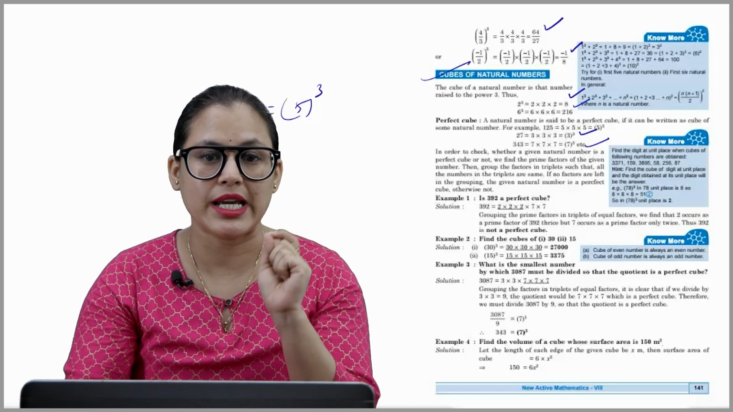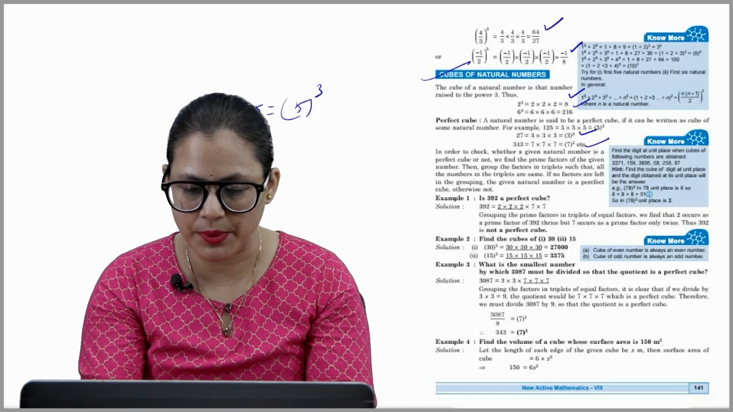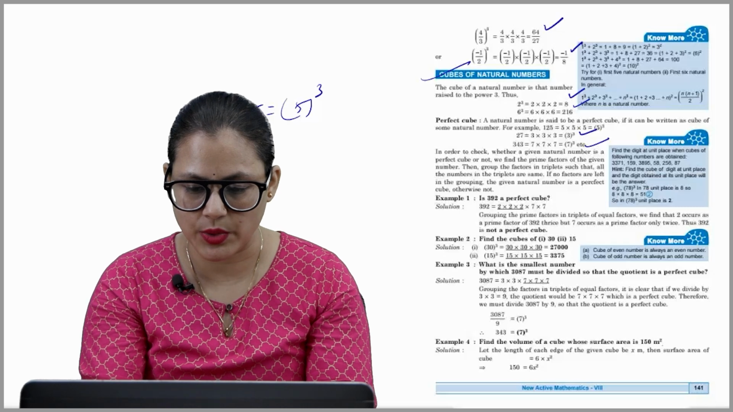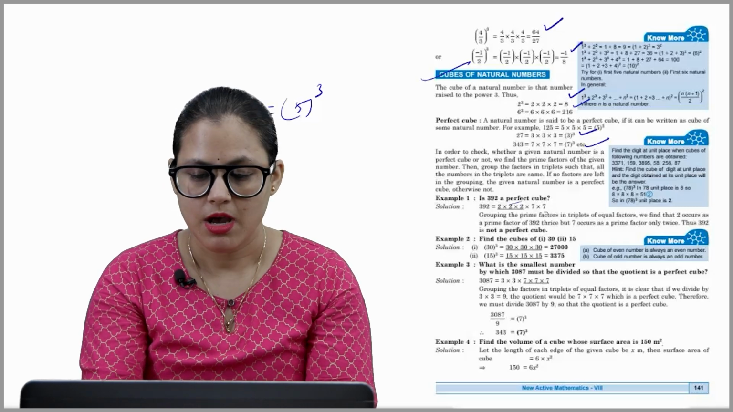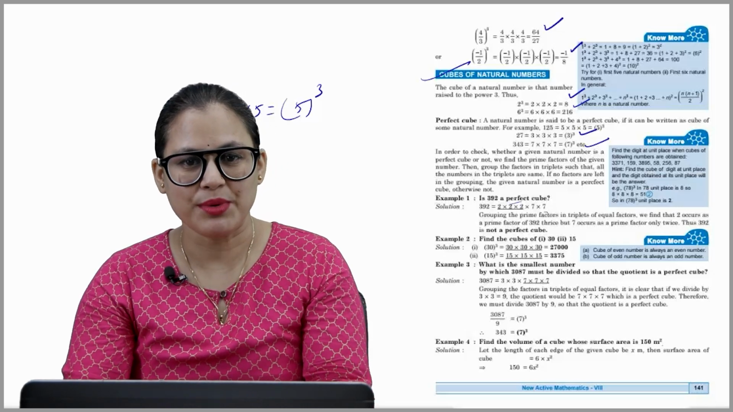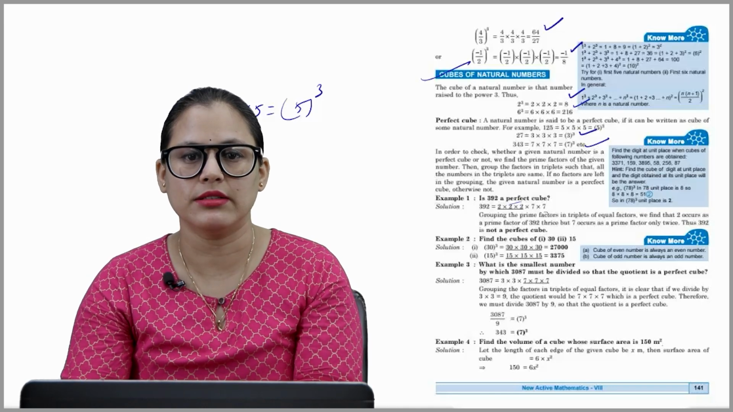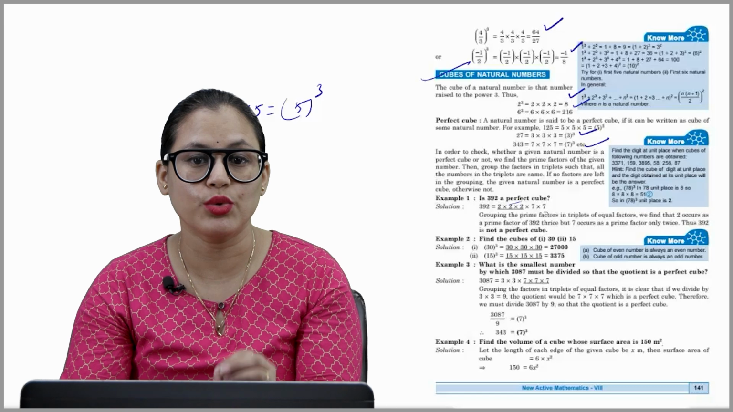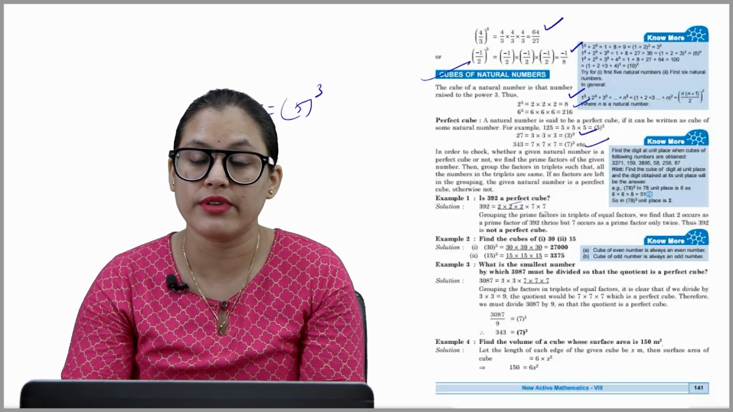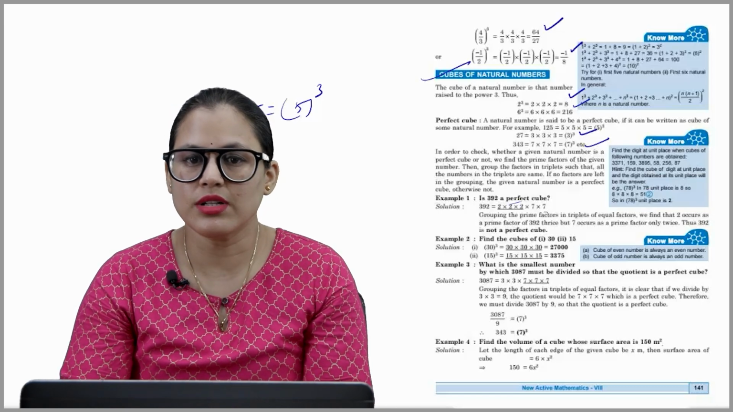For example, 392. Okay, we will make the pairs of triplets. Here is one pair, but this is not a triplet. So, grouping the prime factors in triplets of equal factors, we find that 2 occurs as a prime factor of 392 thrice, but 7 occurs as a prime factor only twice. Thus, 392 is not a perfect cube.